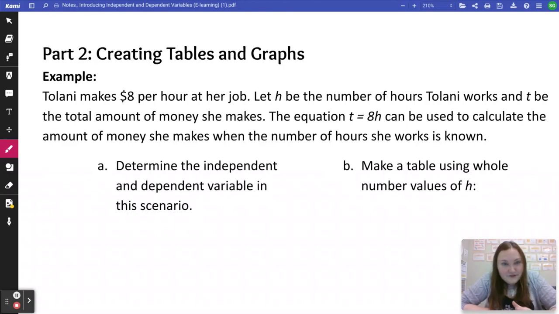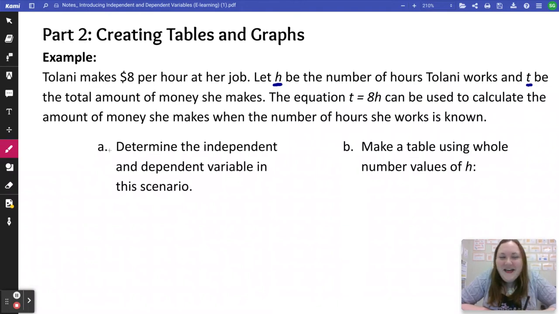Just like we did above, there's two things I'm looking for in this first part. The first is, can you determine which one is the independent variable and which one is the dependent variable in this situation? Notice we're already given the variables. I know H is a variable and T is a variable, so it's just a matter of deciding which one is independent and which one's dependent. And then the other part is making a table to represent the situation here. Go ahead, pause the video because it's a great way for you to check and see where you're at on this topic and how you're doing. And then once you've thought through it, you've come up with some answers, come back to the video and see how you did.